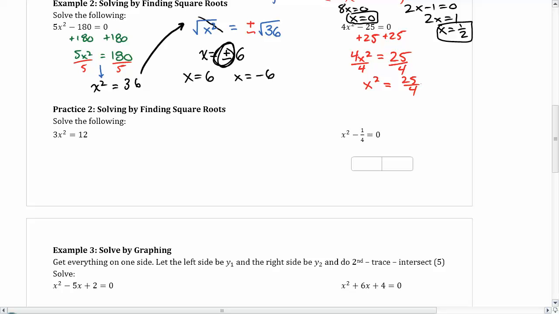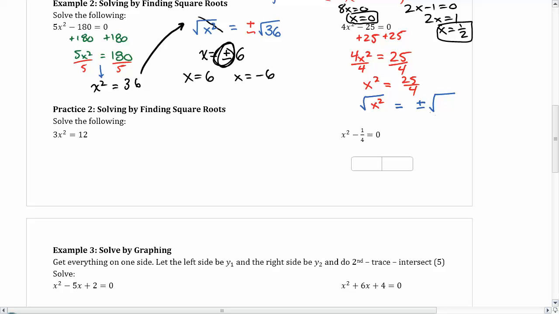Now there's nothing that you can do to 25 over 4 to reduce it. If you divided it, you would end up with 6.25. It won't reduce, there's no common factor. Now let's get rid of that squared though. Take the square root of both sides. Remember, you need a plus and minus on the right hand side.